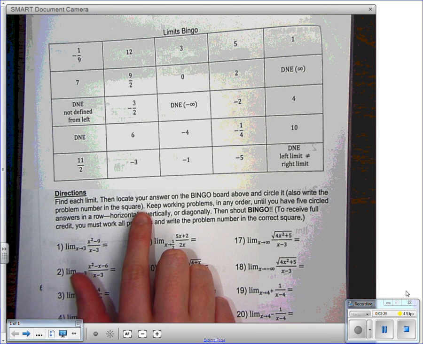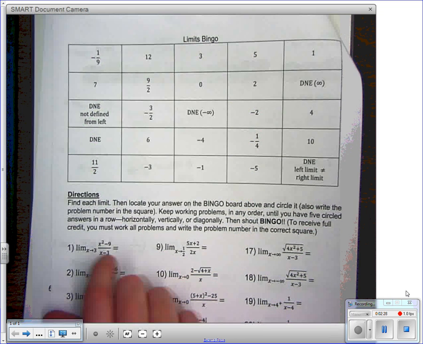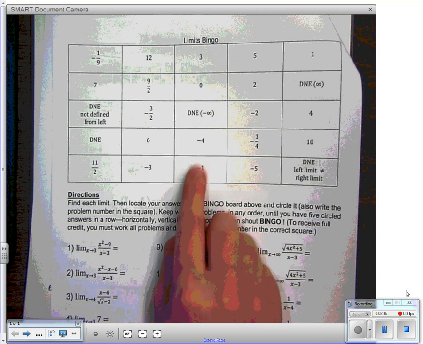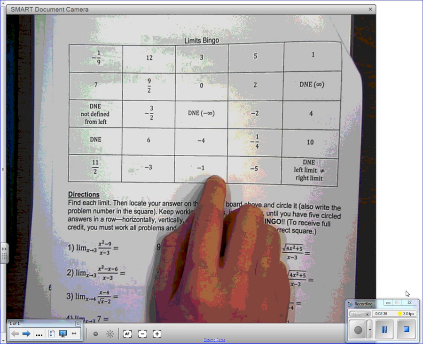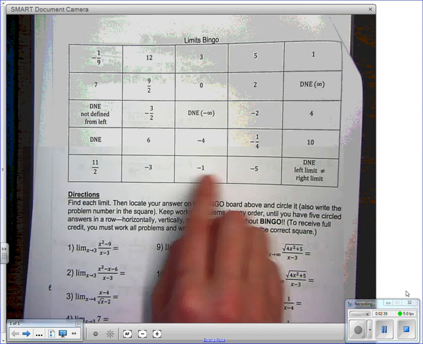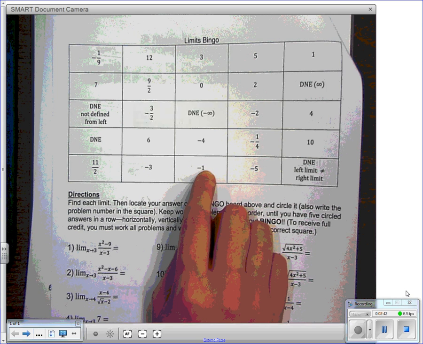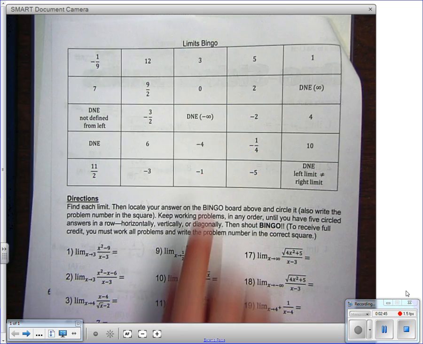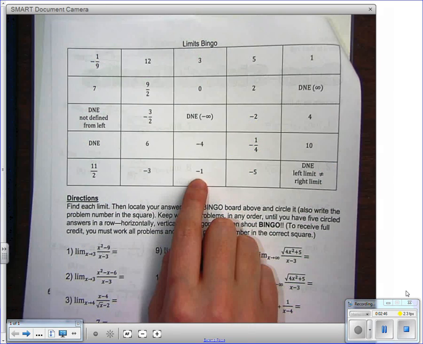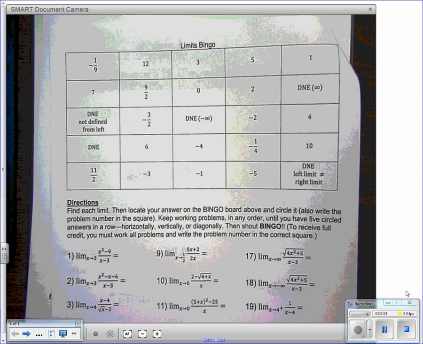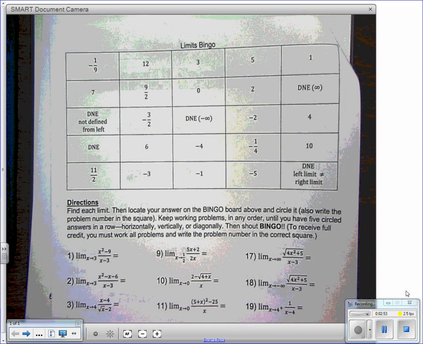So let's say that the limit for this one equals -1. It doesn't, that's not the answer, but if it did equal -1, then we would circle this and we would write 1 in this box because our answer for problem number 1 gave us this. Okay, so that means that nowhere else are we going to get a -1. So if you end up where you have 2, they give you the same answer, then you've done something wrong with one of them, or maybe both of them.